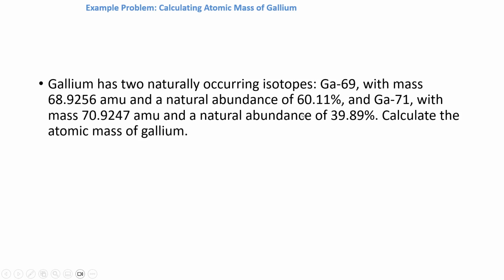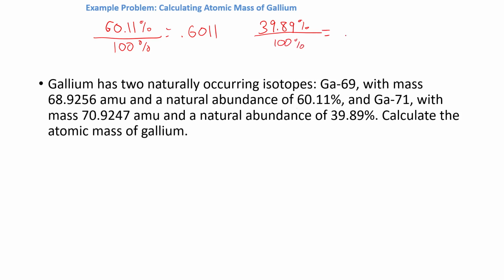So the first thing we have to do is convert these percentages to decimals. So we'll take 60.11 percent divided by 100%, and we get 0.6011. And that takes care of that one. Now we need 39.89%. We're going to divide that by 100, and we get 0.3989.